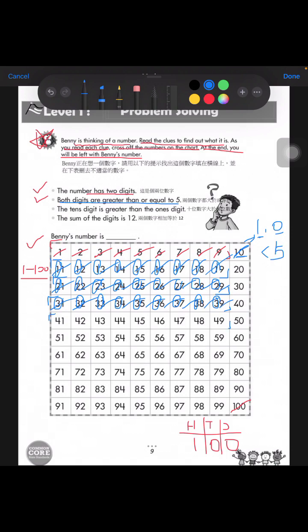From 41 to 49. Okay, the digit in the 10th place is 4, and we can cross them out. Okay, and then we look at numbers 51 to 59. We look at 51 to 54 first. In these numbers, the digit in the 10th place is 5, but the digits in the 1 place are 1, 2, 3, and 4. So they are less than 5. So we should cross them out.